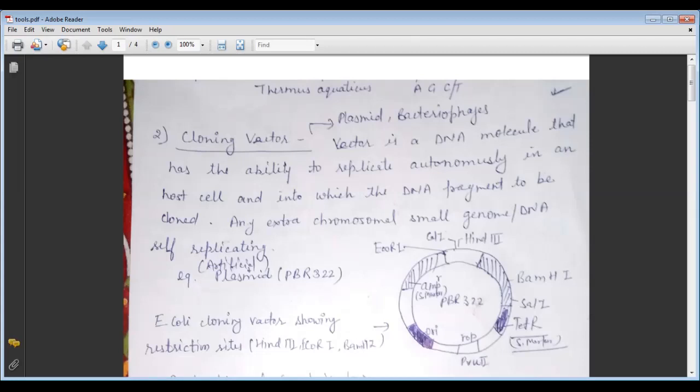Now after that, we need a cloning vector. In cloning vectors, either the plasmid or the bacteriophage, either of the two is possible. As we discussed about the plasmid, we know that plasmids are circular, and the plasmid or the bacteriophage are the two cloning vectors. Here we can discuss that the plasmid or bacteriophage has the ability to replicate within the bacterial cell independent of the control of the chromosomal DNA.